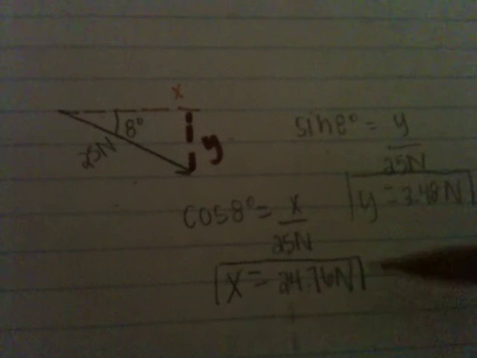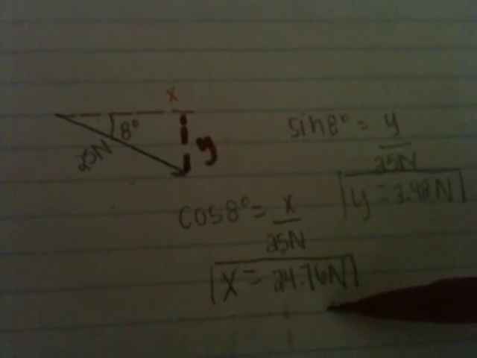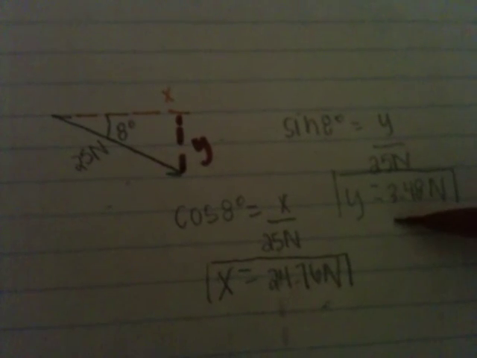So you're going to put in the sine of 8 degrees into your calculator and multiply that number by 25, and you should come out with an answer of 3.48 newtons. So we have our x component of 24.76 newtons and our y component of 3.48 newtons.